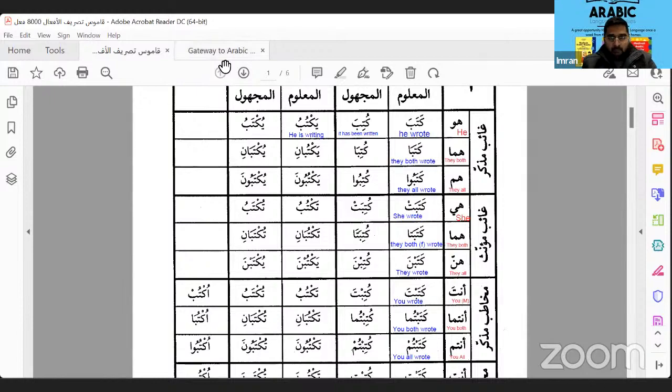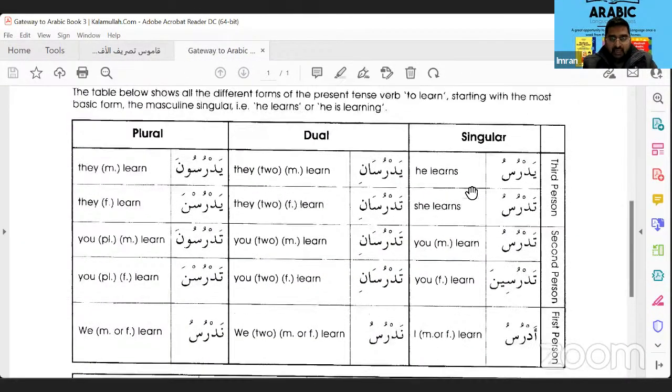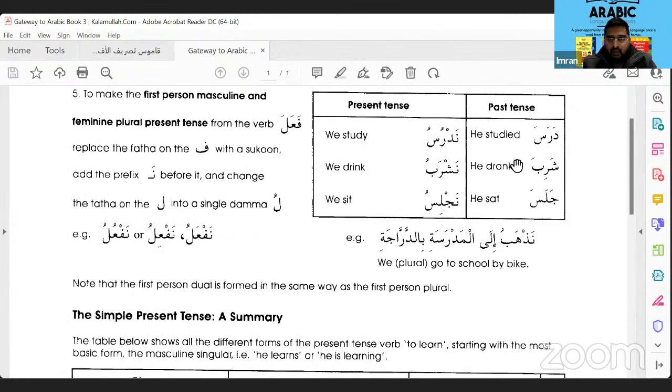Now, how is it made? What happens is that we have a three-letter verb, darasa, he studied.